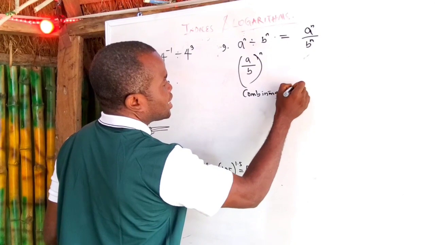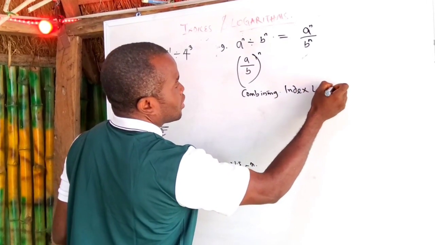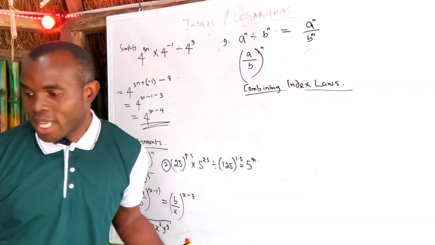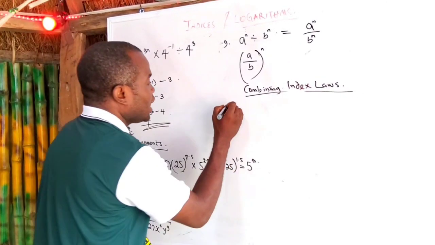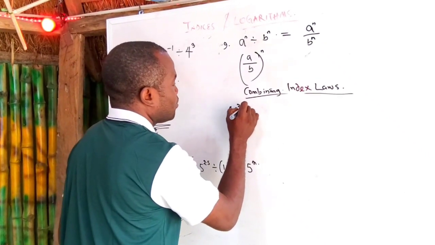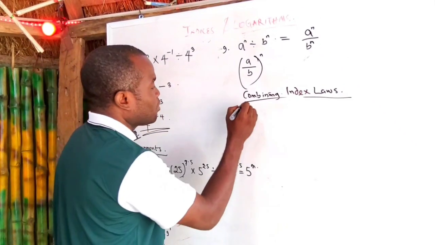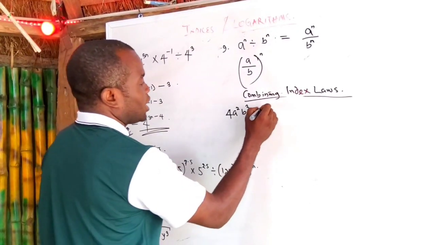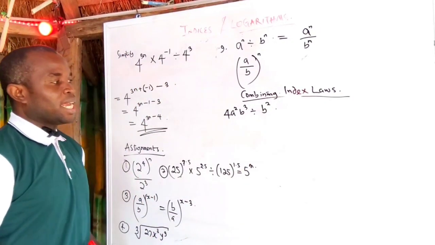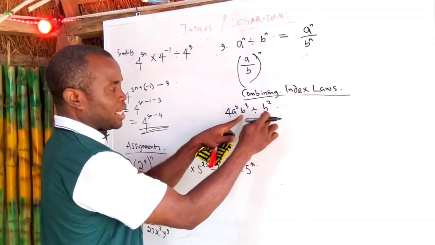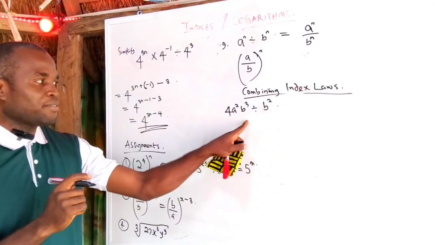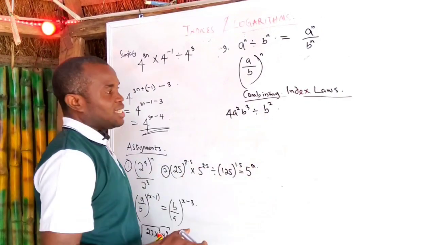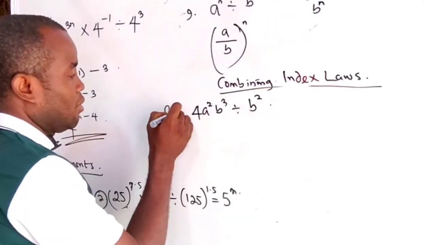Combining index laws. That is combining the indices law. So what if you have questions like this? If you have 4a squared b cubed divided by a cubed, divided by b squared. We have something like this. You can see we still have the bases here. Now note something. You must have something that is actually bringing them together. Can you still apply laws of indices? Yes, you can.